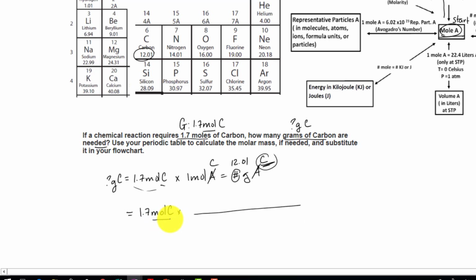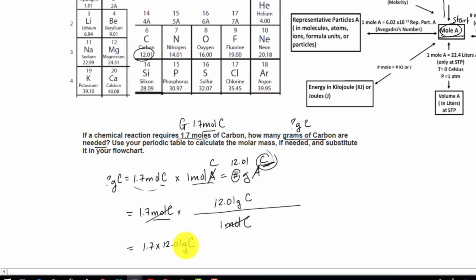Notice how this is moles of carbon. So we look at the measurement where it has moles of carbon. So in this case, we will have 1 mole of carbon, and the number of grams will be on top. So this will be 12.01 grams of carbon. And guess what happened? Moles of carbon cancel out. And what we have is 1.7 times 12.01 grams of carbon.